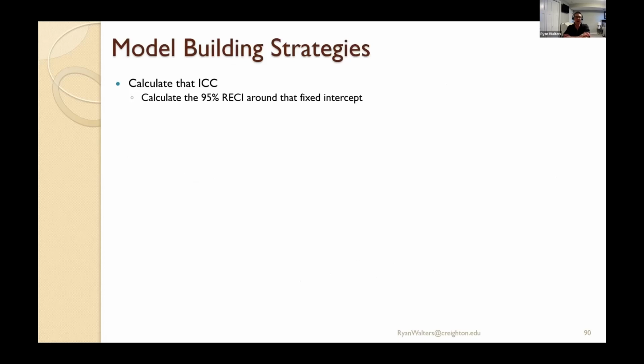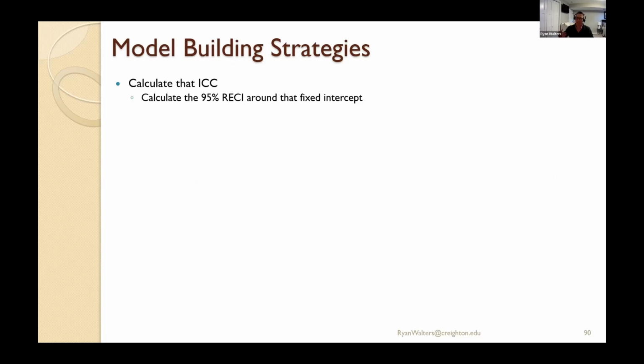Okay, model building strategies. The first step you want to do is calculate the intra-class correlation for your outcome. Quantify how much variability is between groups. Once you have your random intercept variance, you're going to calculate the 95% random effects confidence interval around that fixed intercept. It's not enough to say that the random intercept variance was 10, right?